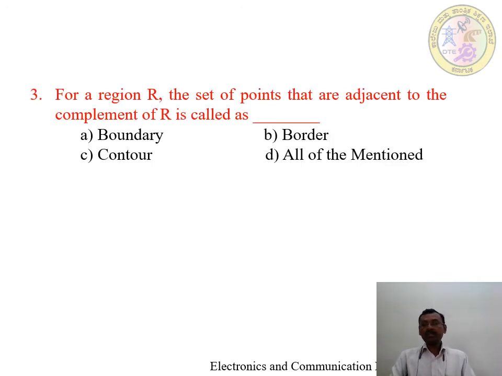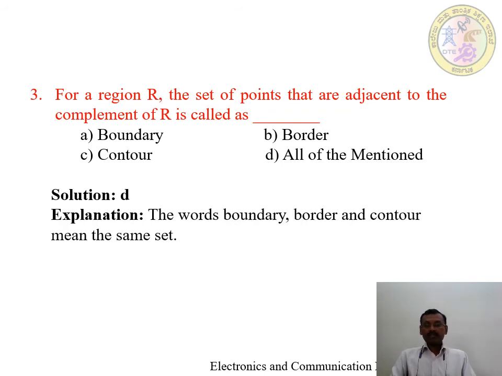Question number 3. For a region R, the set of points that are adjacent to the complement of R is called as dash. Option A, boundary. Option B, border. Option C, contour. Option D, all of the mentioned. Answer is D. The words boundary, border and contour mean the same set.